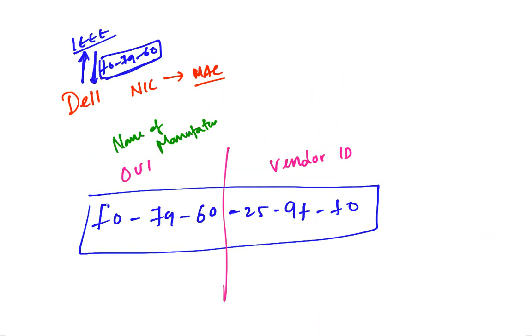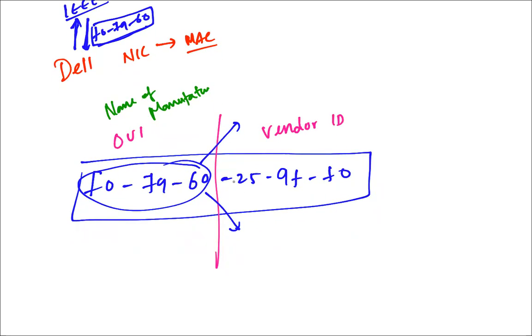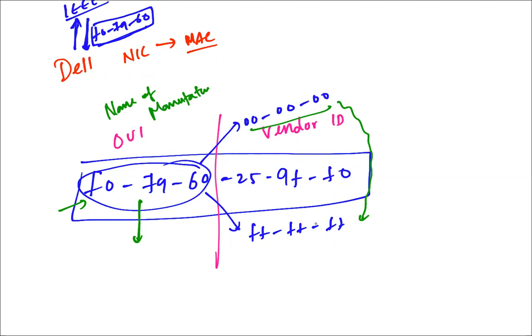Once you get this prefix, Dell can assign it to any NIC they manufacture, in this order. The first one will have all zeros, and the next one continues incrementally until you reach FF. So any company that purchases the prefix part, which is called the organizationally unique identifier, gives the remaining six characters to the NICs they manufacture. This number will not change. Any NIC they manufacture will start with this, but the last six characters keep changing one by one for every NIC.